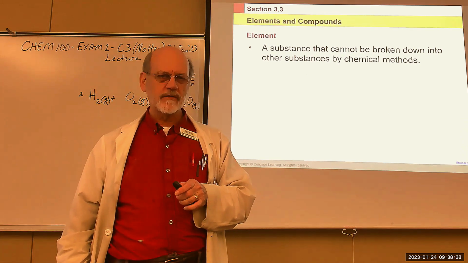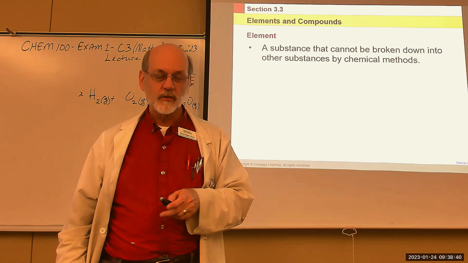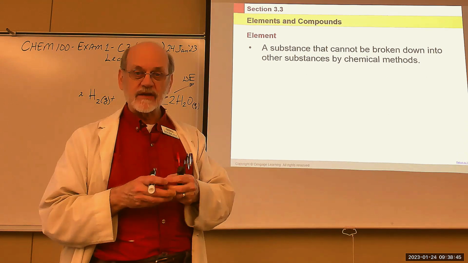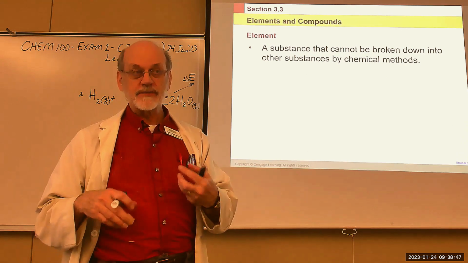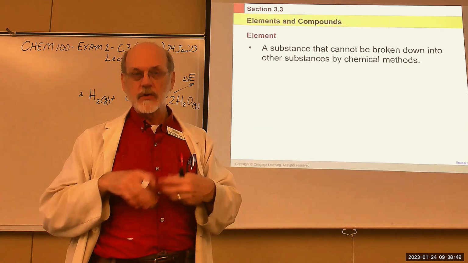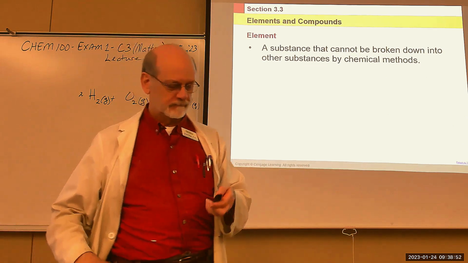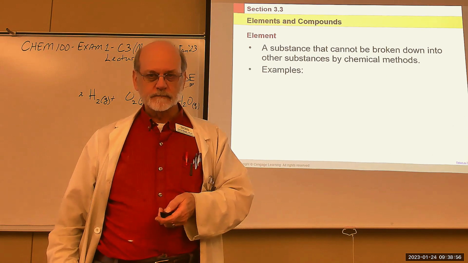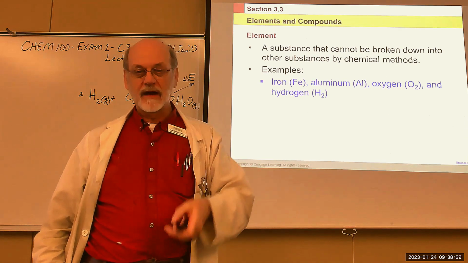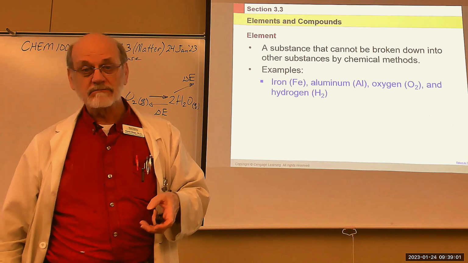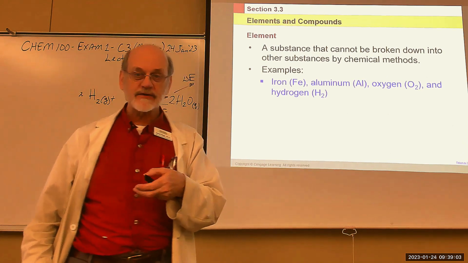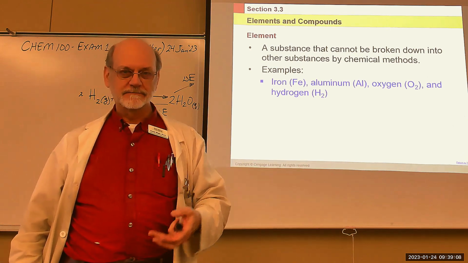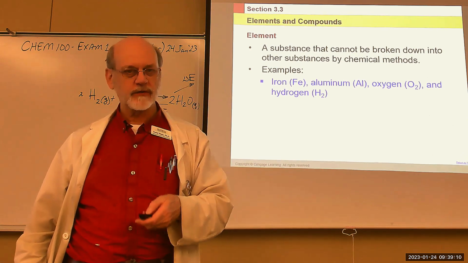Most elements, however, are combinations. So when you have a substance and you try chemical means to break it down, most substances naturally occurring on the earth, you can break them into simpler substances. Right. So here are some examples: iron, aluminum, oxygen, and hydrogen we just talked about. Those are elements. They cannot be broken down any further.